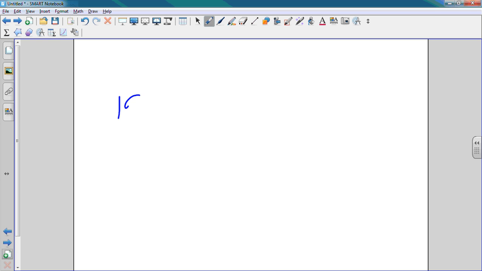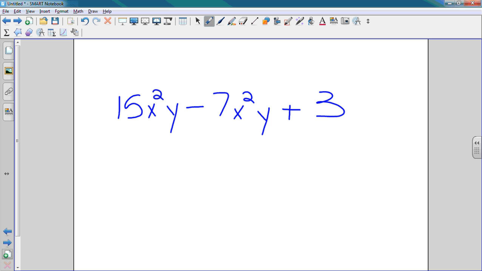For instance, if I have 15x squared y minus 7x squared y plus 3, can I combine any of those? Well, first I want to change all your subtraction to addition with a negative. Now, can I combine any of those? Are any of them exactly alike? Yeah, the 15 and this x squared y, they're the same. So if I have 15 black ones and 7 red ones, combine them, how many do I have left? 8, because it's a negative. 8x squared y, yep. Good job.